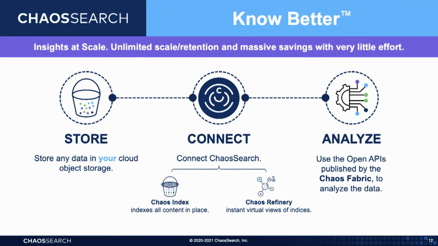So how do we do it? Simple, 3 steps. Store your data in cloud object storage, your cloud object storage. Connect Chaos, we do an index of your data, and provide a Chaos refinery, which gives instant virtual views of the indices. And step 3, use the open APIs published by Chaos to analyze your data using the tools you're used to.